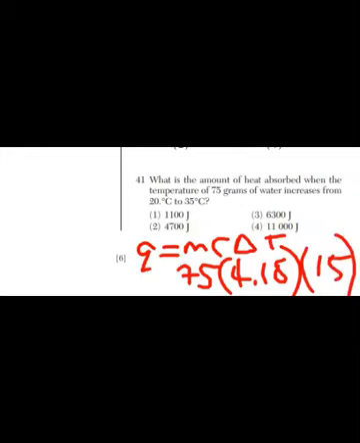My mass, 75 grams. My specific heat capacity is 4.18. Delta T, 35 minus 20. Plug everything into the calculator. You don't want to make a silly mistake. You're talking about 15 degrees Celsius here. You multiply these three numbers together, and you're going to see on your calculator 4702.5. When I round that to 2 sig figs, we're talking about choice 2.